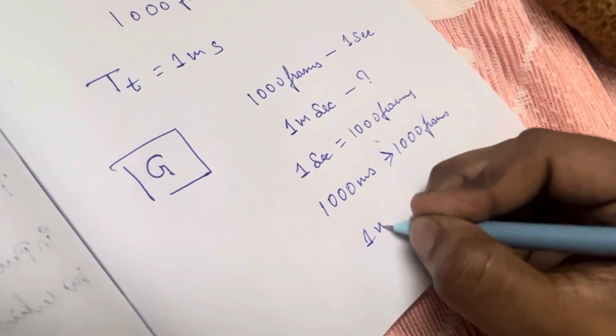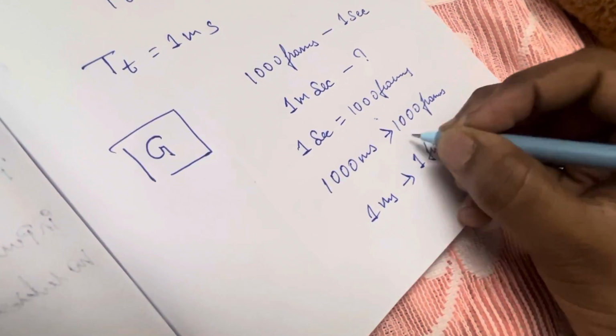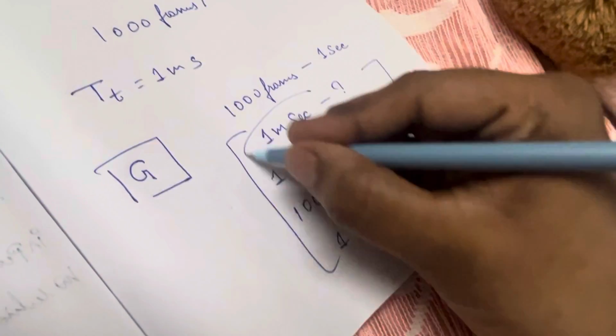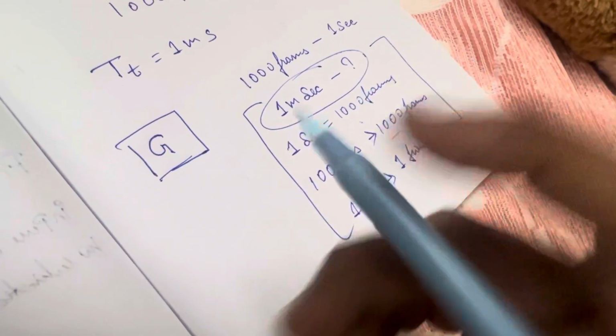Then 1 millisecond will be how many frames? 1 frame. That is 1000 by 1000. Okay, understood? Is it clear? And this has to be in your mind. And with this process, we are going to find G.